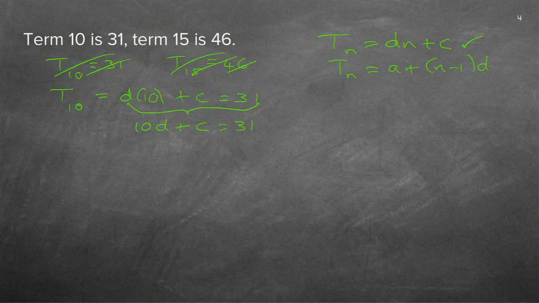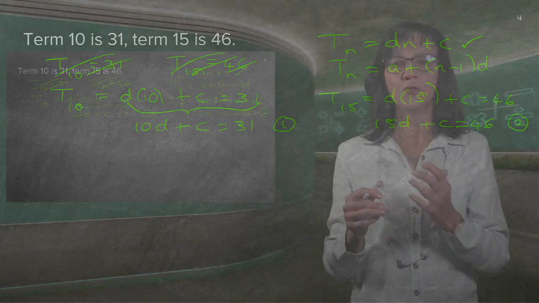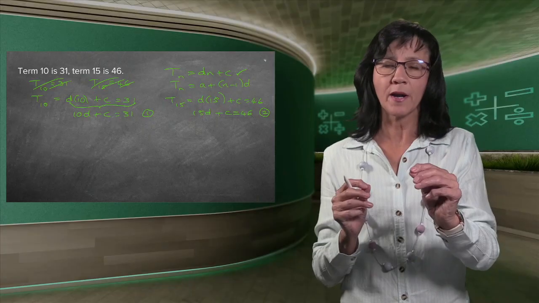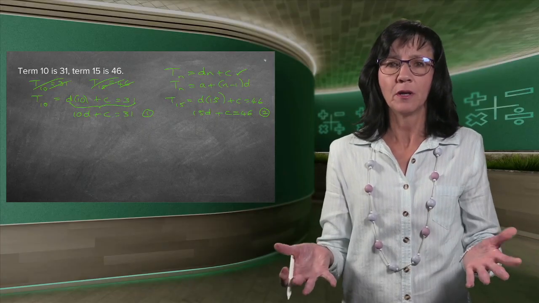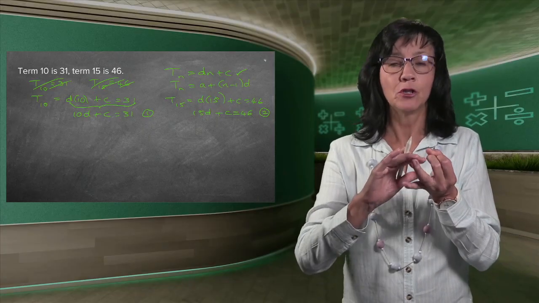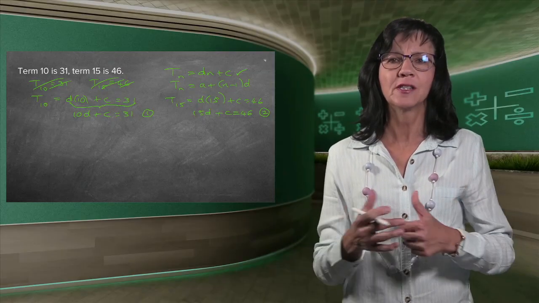They also said that T15, and I'm going to immediately write, it's d times 15 plus c, and they told me that is equal to 46. So if I write that neater, it's 15d plus c is equal to 46. Let's call this equation 1 and this equation 2. Because as you can recall, if I've got one equation with one unknown in it, I just solve the equation. But if there's two unknowns, I need two equations. And then you do simultaneous equations.